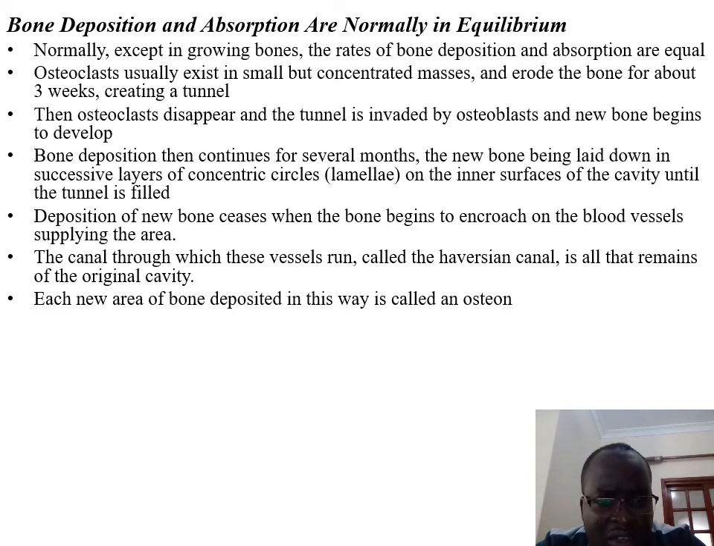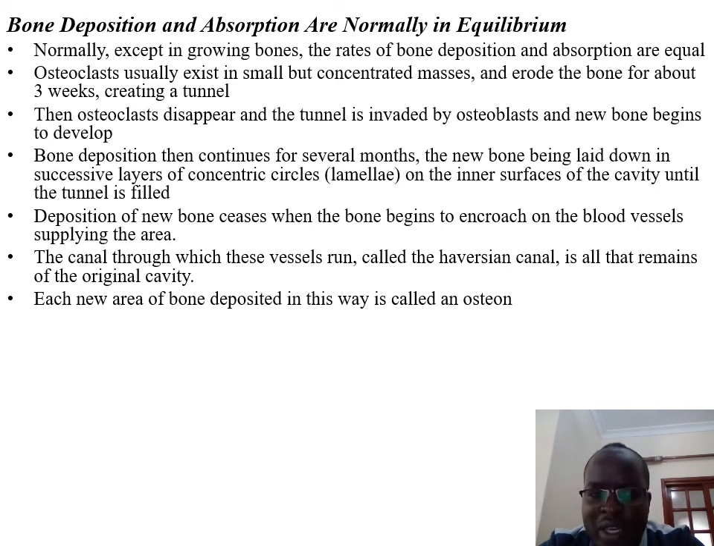Normally, except in growing bones, the rates of bone deposition and absorption are equal. The osteoclasts usually exist in small but concentrated masses and erode the bone for about 3 weeks, creating a tunnel. So they are digesting the bone, and they will create a tunnel within the bone. Then the osteoclasts disappear, and the tunnel is invaded by the osteoblasts.